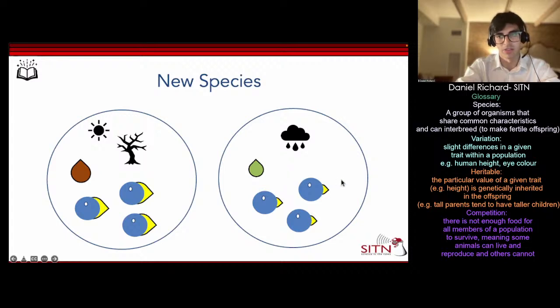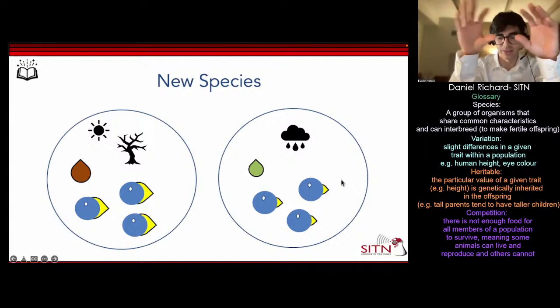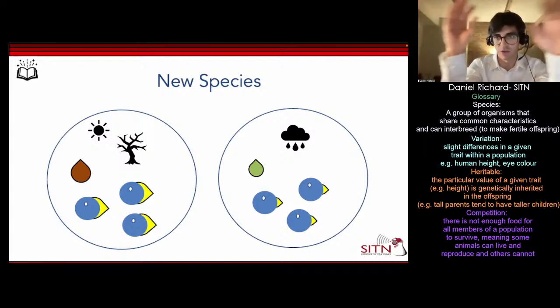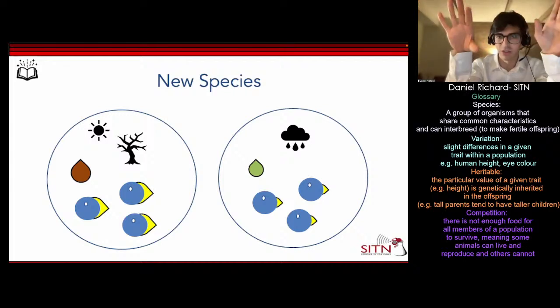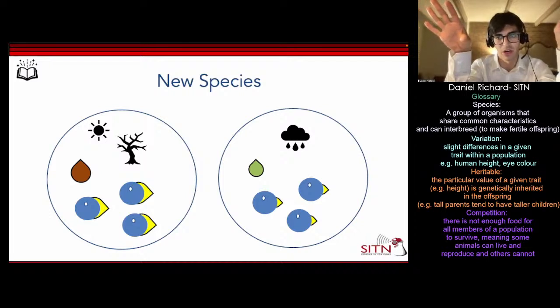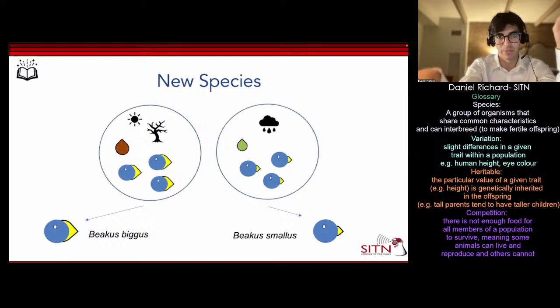smaller and smaller beaks. And so if we let those two islands do their own thing over tens of thousands of years, it's possible that those two populations of finches will diverge, become different enough to the point where they lose the ability to interbreed. And thus, we would end up having two new species of finches evolving from one ancestral population.